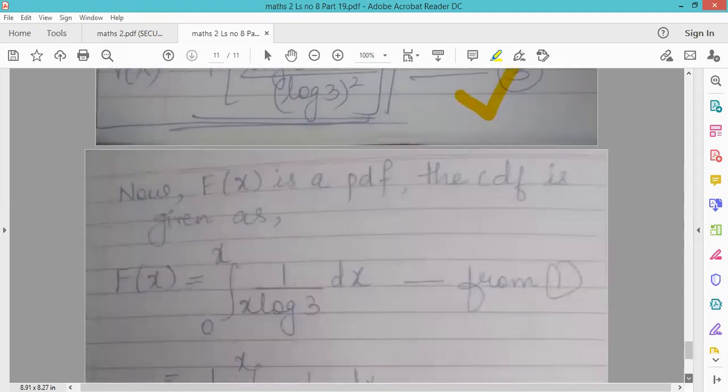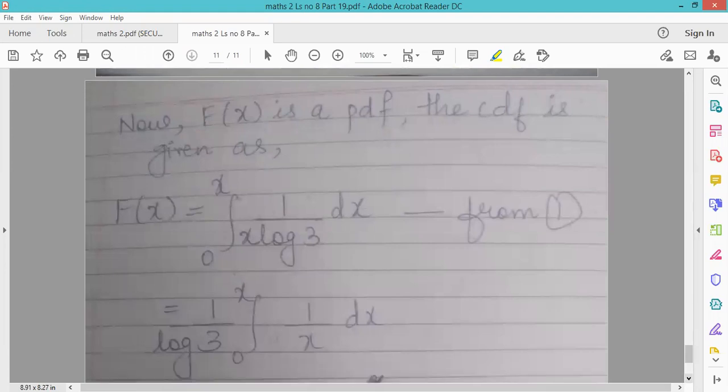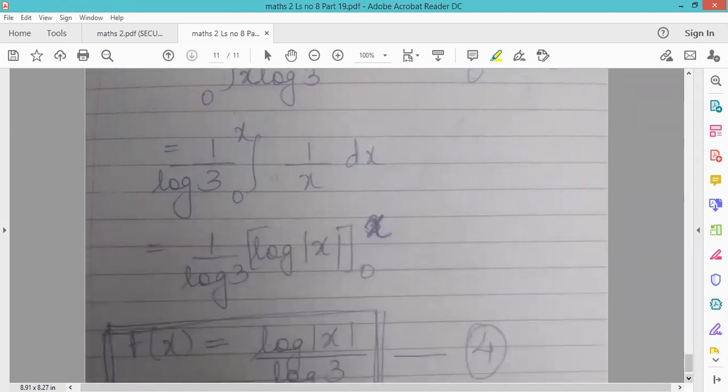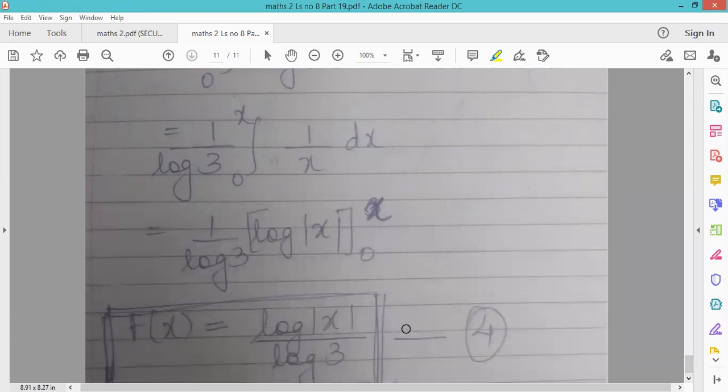Now they are telling us to find out capital F of x, that is CDF. So capital F of x is the CDF of the PDF. So the CDF given will be integration 0 to x 1 upon x log 3 dx. So 1 upon log 3 I'll remove outside, and integration of 1 upon x is nothing but log x. So your F of x answer is log x upon log 3, and the integral gets transferred like this to the right hand side. So this is F of x is equal to log mod of x upon log 3.